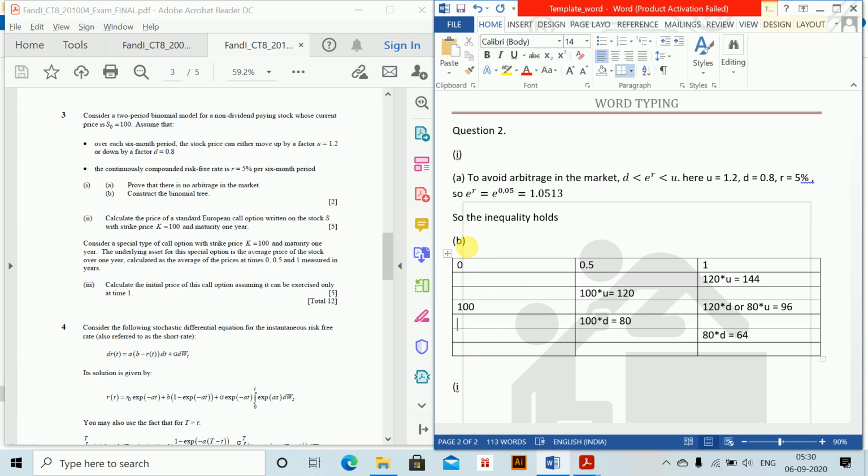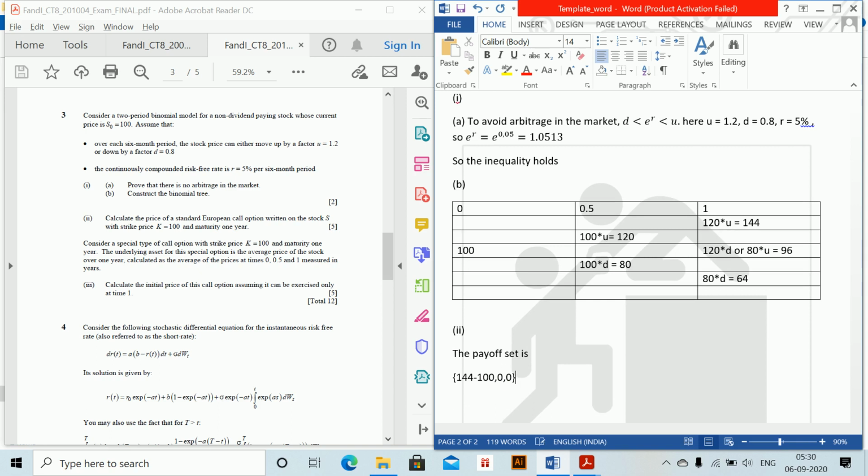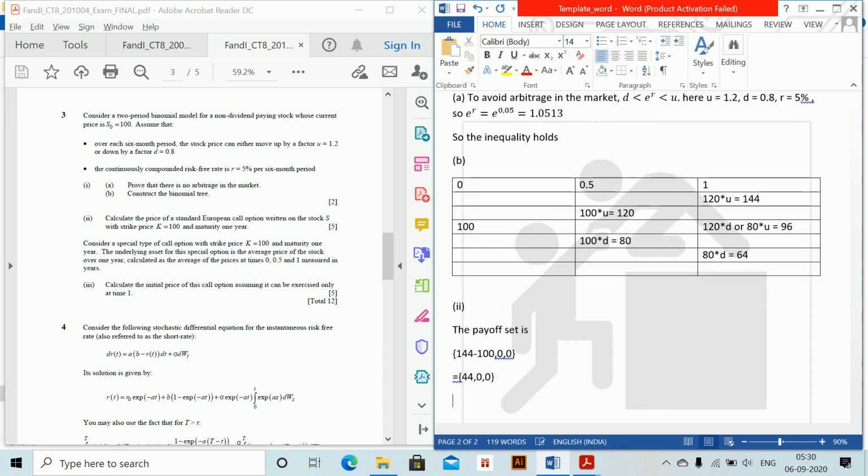Now next is part 2. Part 2 says calculate the price of a standard European call option written on the stock with strike price K equal to 100, maturity 1 year. So now the payoff set is 144 minus 100, which is 44, and 0, 0 as all others are less. So this is equal to only 44, 0, 0. This is my payoff set.